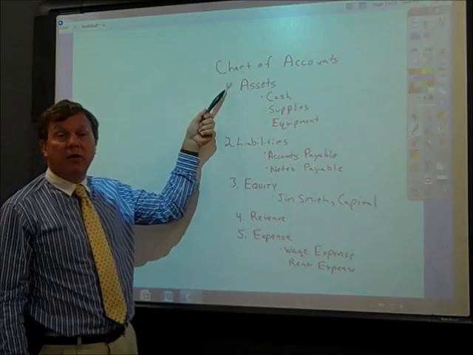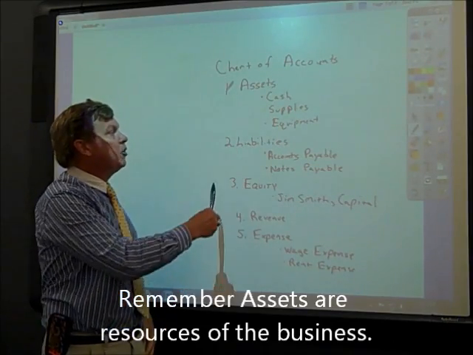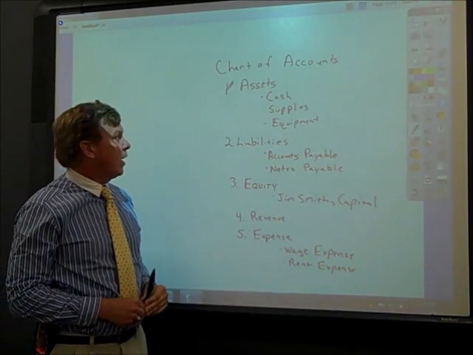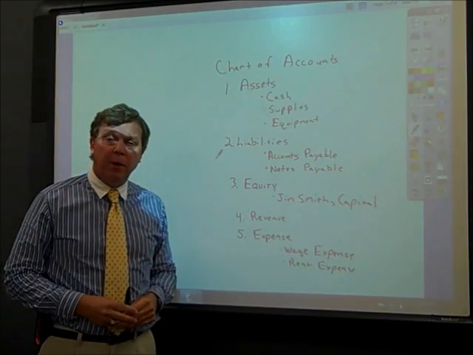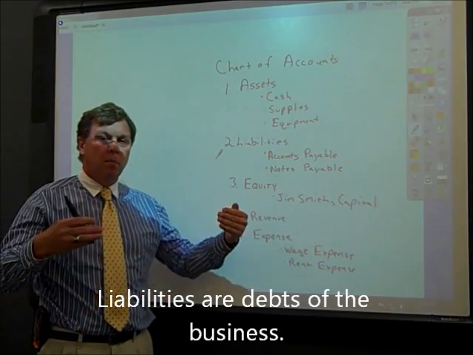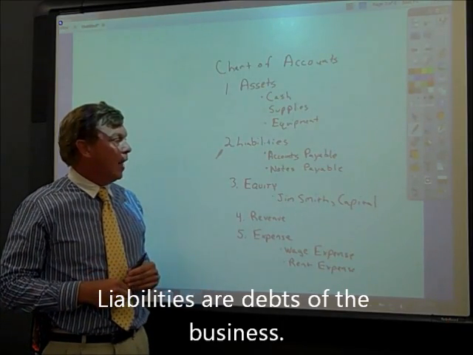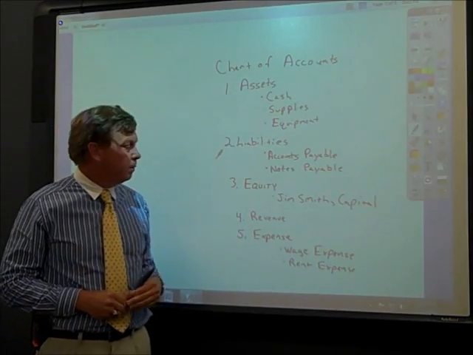The first is going to be our assets. That's going to be the beginning of your chart of accounts. And you would have things like cash, supplies, and equipment included in your asset category. Then we have our liabilities. You would have accounts payable, where you buy something from a vendor on credit and you have a debt associated with that until you pay it off, or a notes payable.